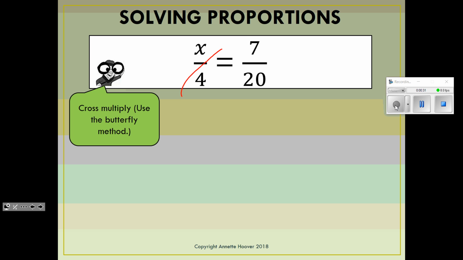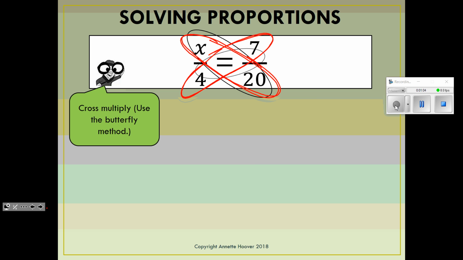The butterfly method means you look at the denominator of the first ratio and the numerator of the second, and you can look at the numerator of the first and the denominator of the second. So what I just created I called butterfly wings, and each wing has numbers in it that you're going to multiply to set up an equation. So with this first wing, I had 4 times 7, and with the second wing, I had 20 times x. So we can set that up as an equation equal to each other.